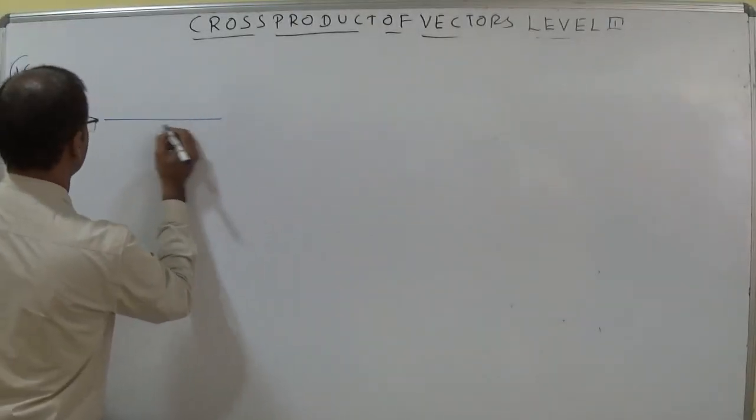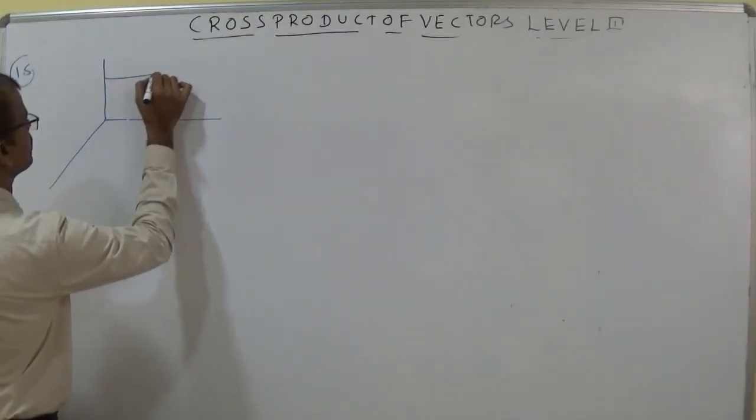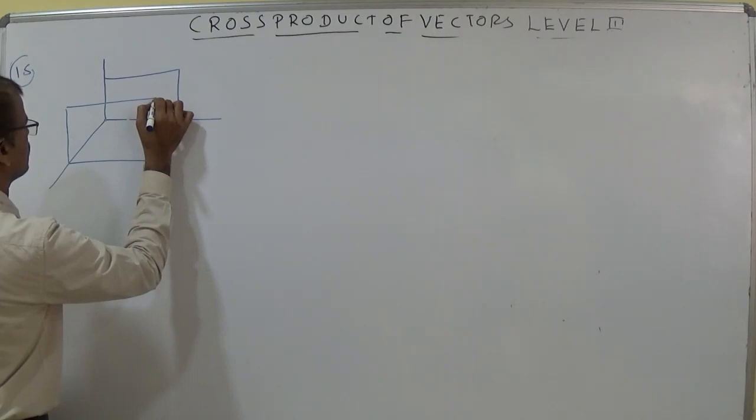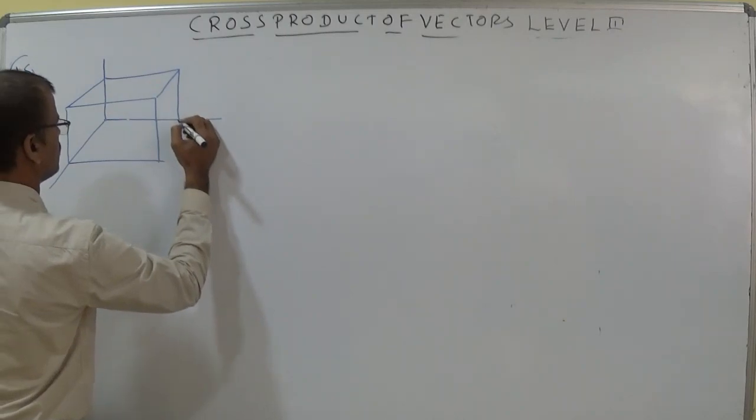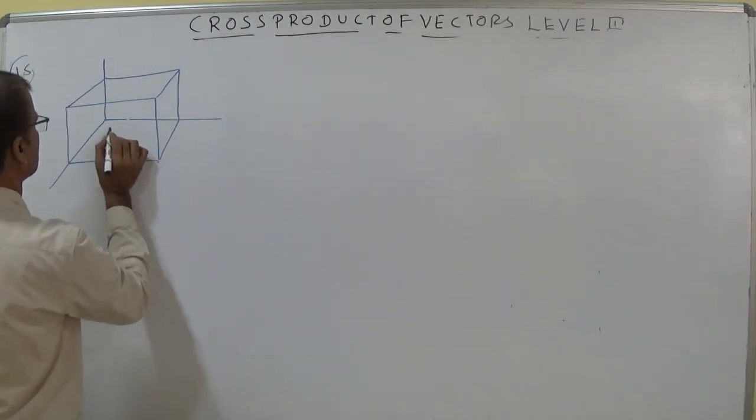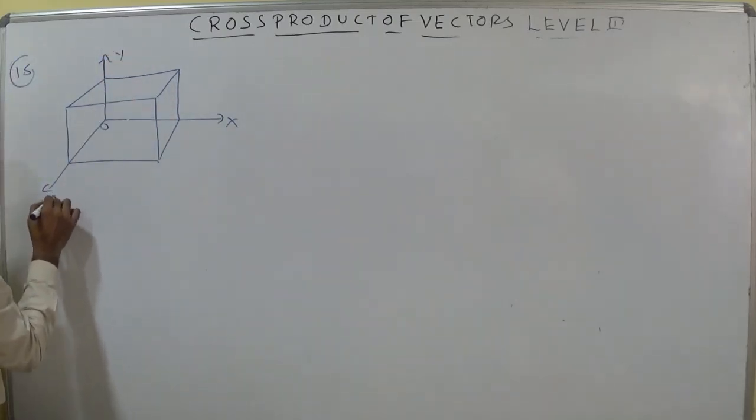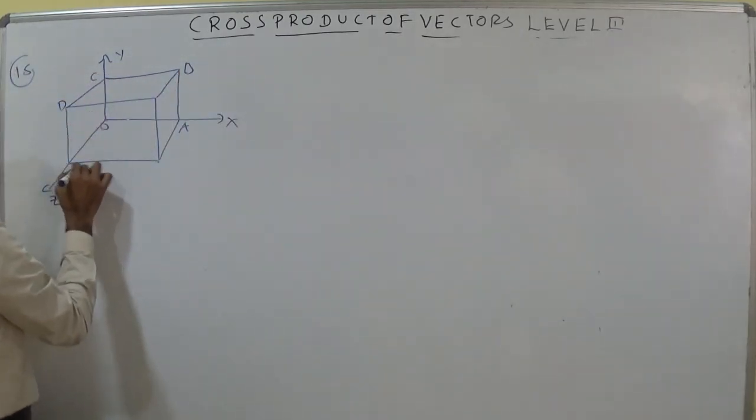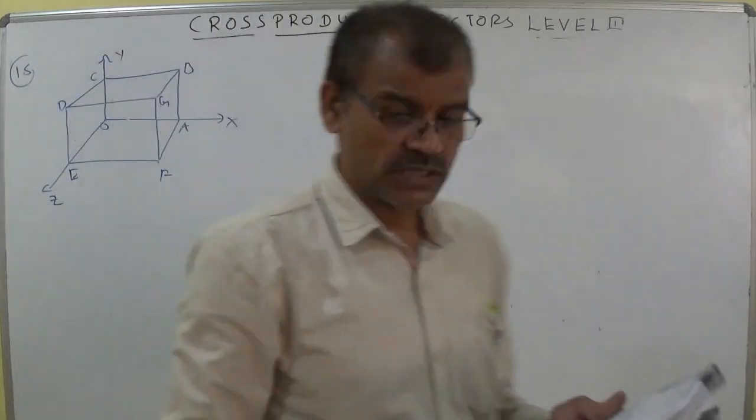Let us draw the diagram. Cuboid. It is a rectangular parallelepiped, like this. It is not a cube, that is, all sides are not equal. Let it be O, x-axis like this, y-axis, z-axis. Put the names here: A, B, C, D, E, F, G, like that. O, A, B, C, like that I put.